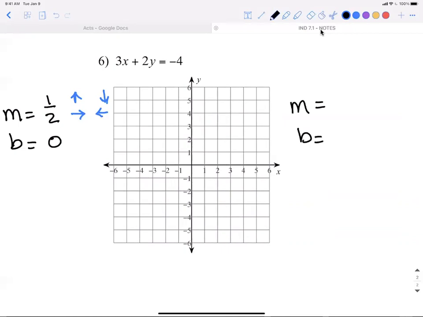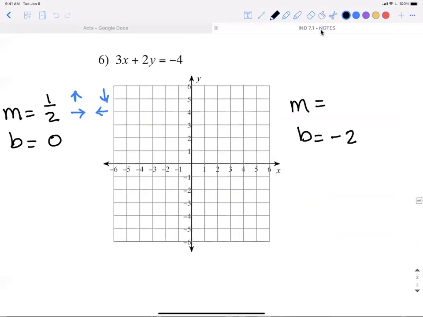We could cover the x, right? Divide both sides by 2. What do we get? No, if we cover the 3x and we divide both sides by 2, we would get y equals what? -2. So we can actually find our b, but we have no idea what our m is, not in standard form. Standard form does not give us an m.